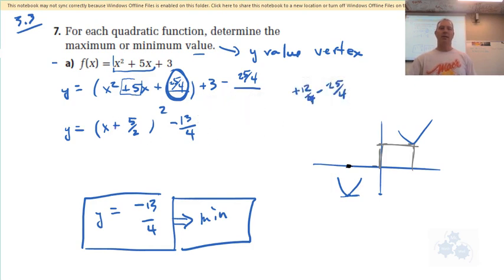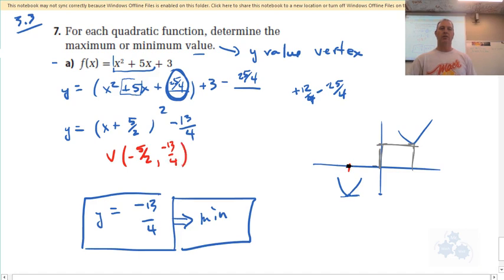You can see the vertex is negative 5 over 2, which we found that was the x value before, and negative 13 over 4. That's the y value for the vertex. It shows up in that form. Because it opens upward, we know this is going to be a minimum. And so that's the third way that you could do this, okay?